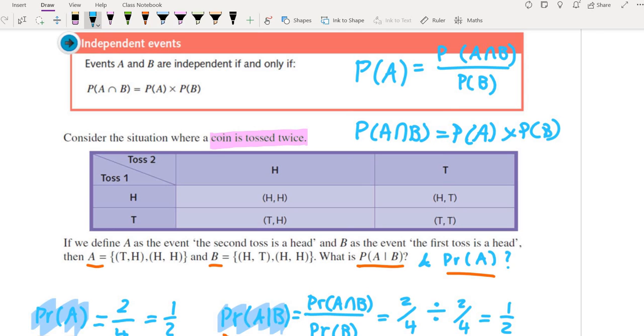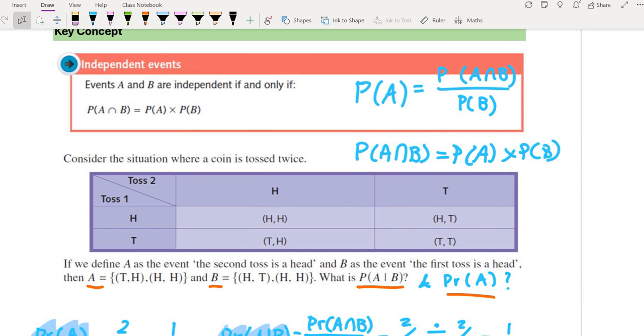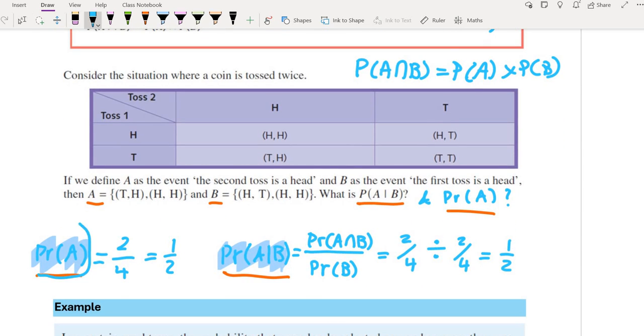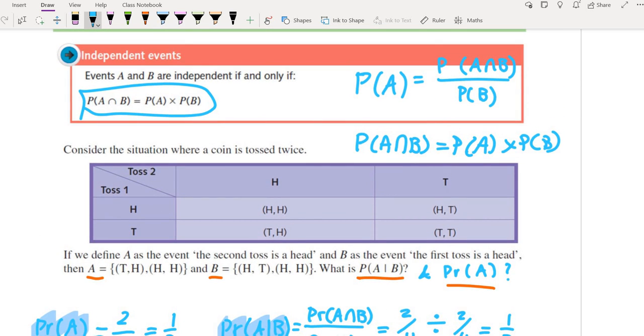So for this example, if we're tossing a coin twice, toss 1 and toss 2 are completely independent, meaning that if you get heads in toss 1, it doesn't affect the outcome or the probability of your toss 2. So when 2 events are independent of one another, we'll have a scenario where the probability of something, or that thing given the other, is the same. Hence we can use this formula to check if they are independent.